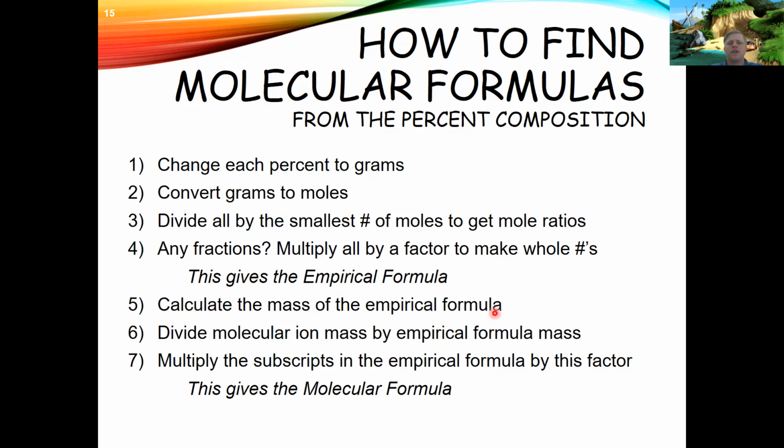Then calculate the mass of your empirical formula, right? So at this point, you have a working formula. It's not the molecular formula, but it is a fraction of your molecular formula. And then you're going to find your molecular ion mass from the mass spectrometer, and compare that to your empirical formula mass to get a value that you have to multiply your empirical formula by. And that will get you to your final molecular formula. So there are a lot of steps in there. You want to be able to master each of these steps along the way. If you can do that, then you actually have quite a bit of power.